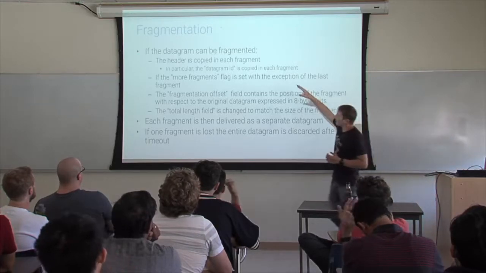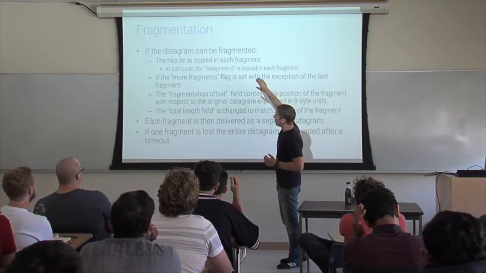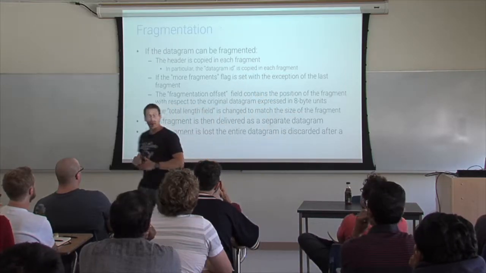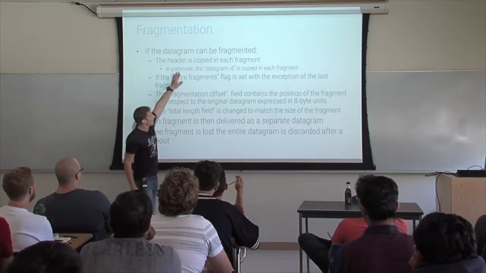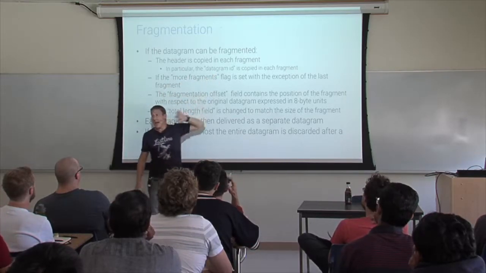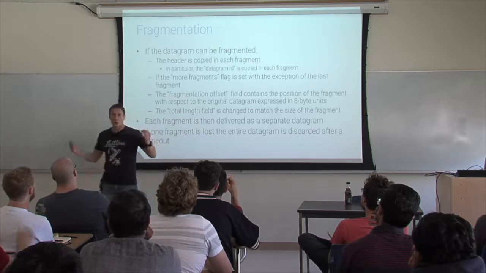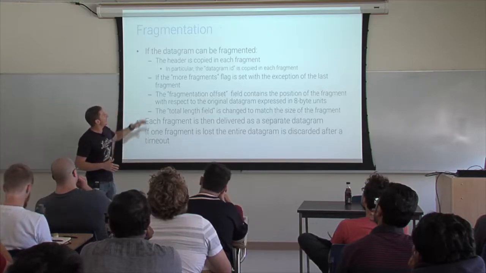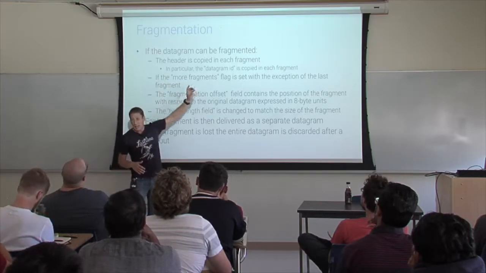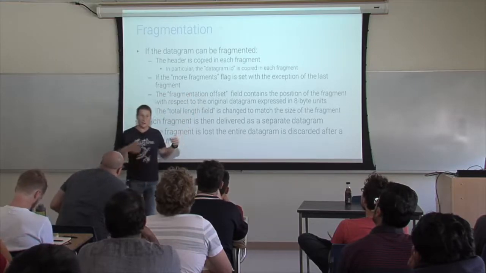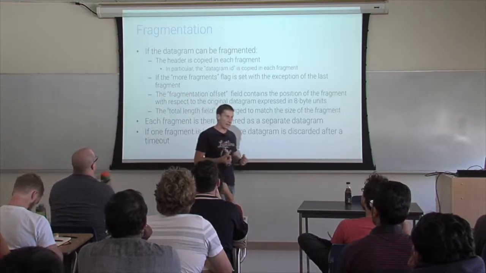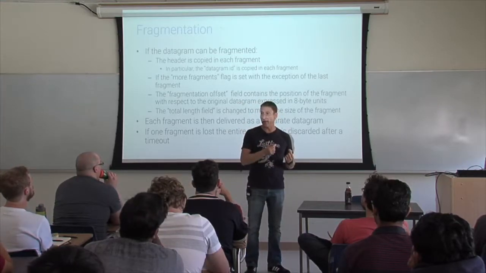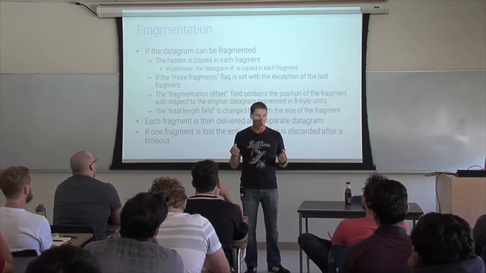So once you have to fragment the datagram, you copy the header into every single fragment. What you do, most important, is put the same datagram ID, so you know that all these fragments are part of the same datagram, the same packet. And the more fragment flag is set except for the last one. So whenever you see a packet with the more fragment flag set, that means that there are more fragments to come, and the last one doesn't have it, and so you know it's the last to be processed.